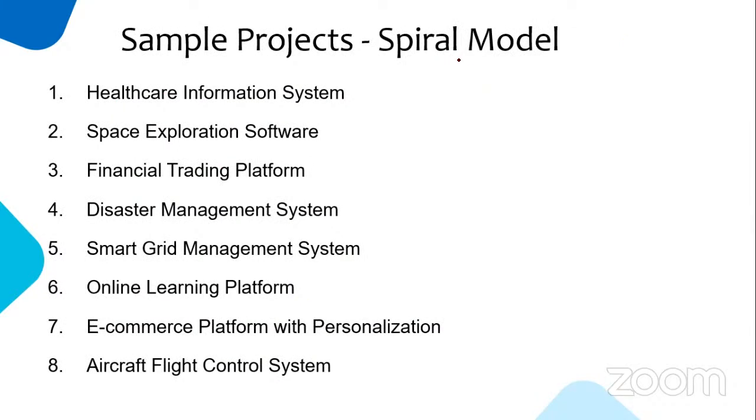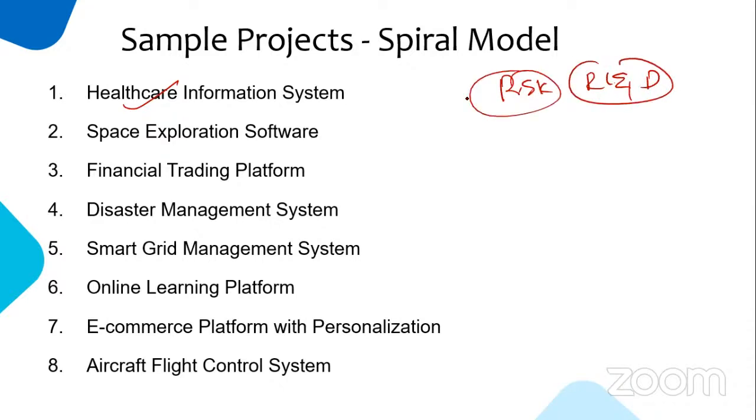Sample projects, risk-based: healthcare system, R&D, space exploration, trading platform, disaster management, you know how important that is, then online learning platform, not that much risk, but still, aircraft control system. You can understand, yesterday only we saw that Boeing error issue. I think they missed something, the risk was not properly calculated or it was not properly tested. So these are all the places where the spiral model is going to play a very big role.